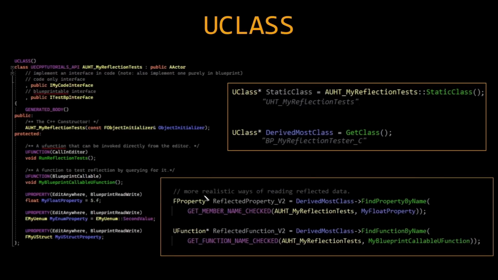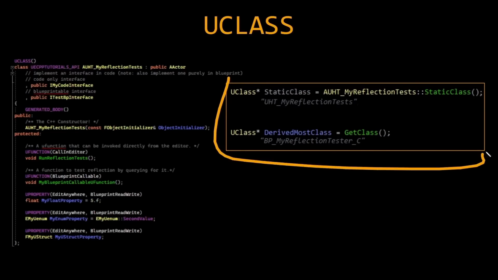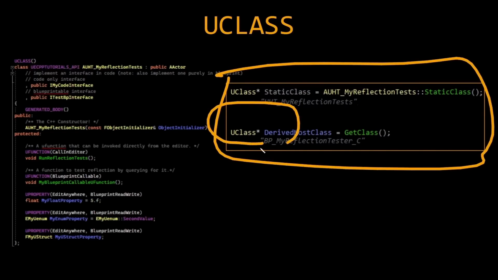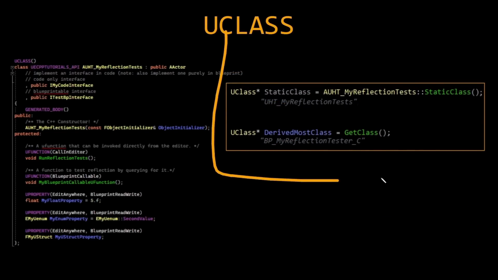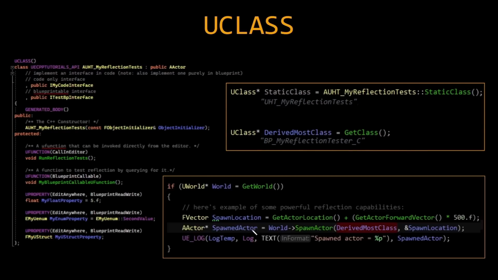And just so you know, you don't have to type a string every time. There is a macro to help you do this type of thing called GET_MEMBER_NAME_CHECKED, which is kind of a compile time check to make sure that property actually exists on this type. And same thing for functions: GET_FUNCTION_NAME_CHECKED and GET_MEMBER_NAME_CHECKED. And so we have this ability to request a UClass to get reflected data about a given class. So you can see how this is starting to resemble the C# and Java that we looked at.